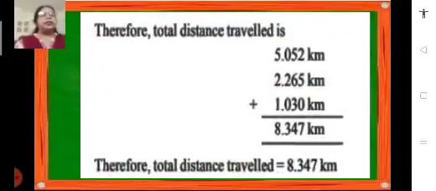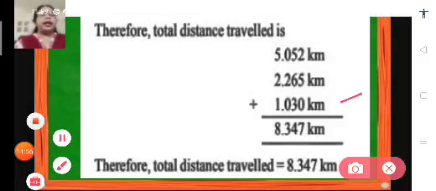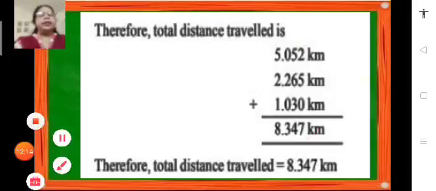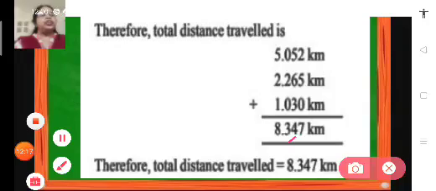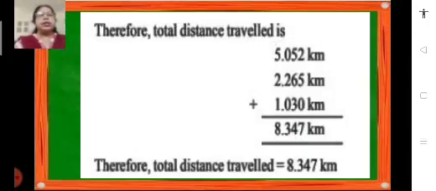Now we have the like decimals. Now it's very easy to add them. So we place them according to their place values, and then we add them from the extreme right, that means from the thousandths place. So 2 plus 5 becomes 7, then 5 plus 6 plus 3 becomes 14, carry 1, and then we get 1 plus 2, 3, and here we put the decimal point. Then move to ones place. So 5 plus 2 plus 1 becomes 8. So the total distance travelled becomes 8.347 kilometers.